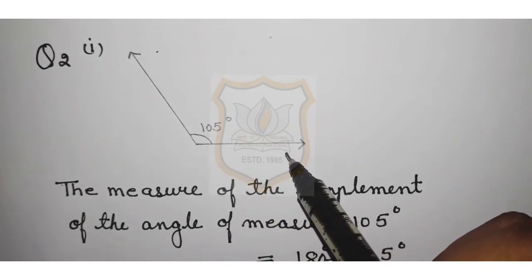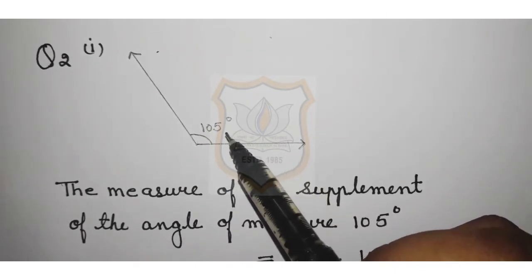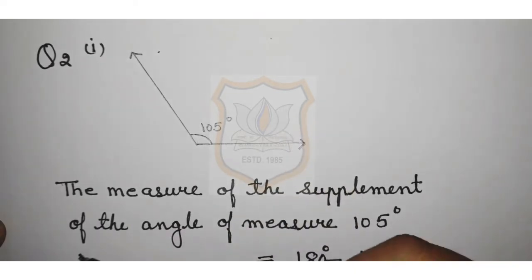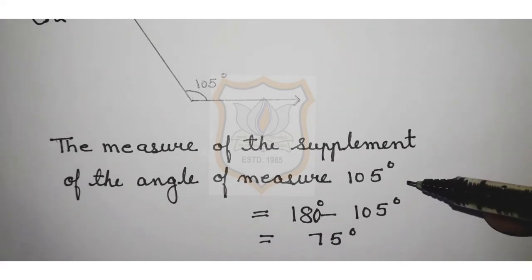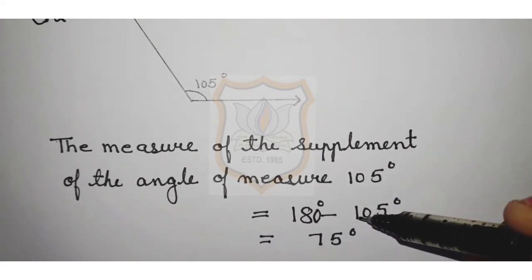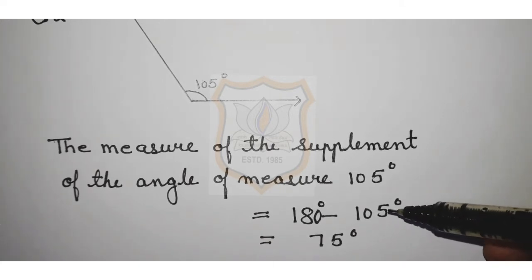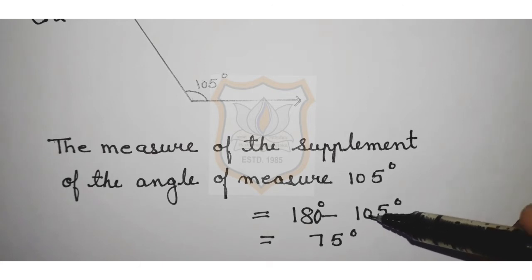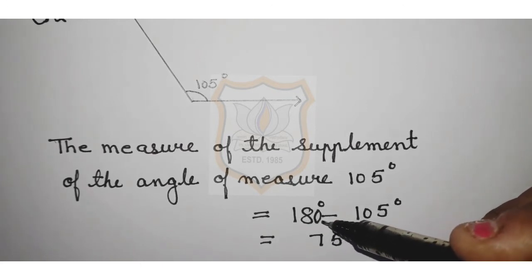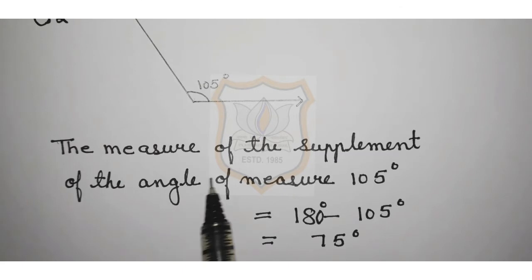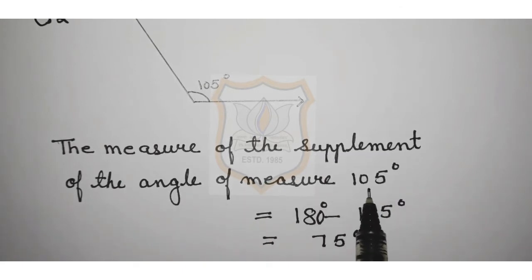First, you have to draw the angle of 105 degrees with the help of a pencil. The measure of the supplement of the angle of measure 105 degrees is equal to 180 minus 105 degrees, because the sum of the measures of supplementary angles is 180 degrees. So we will subtract 105 degrees from 180 degrees. So 180 degrees minus 105 degrees comes to be 75 degrees. So the measure of the supplement of the angle of measure 105 degrees is 75 degrees.